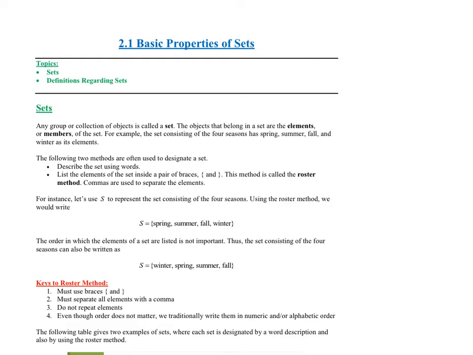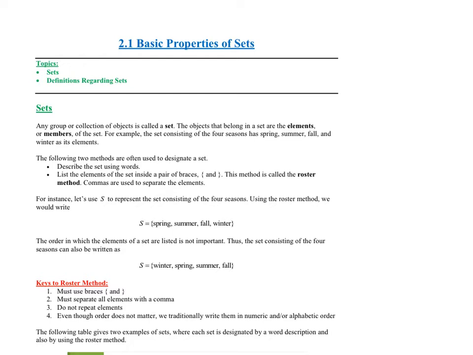The things that are in the set, or objects in the set, are called elements or members. I'm always going to use the word elements. For example, the set consisting of the 4 seasons has spring, summer, fall, and winter as its elements. The following 2 methods are often used to designate a set. You can either describe it in words, or you could list the elements inside of braces. This is called the roster method.